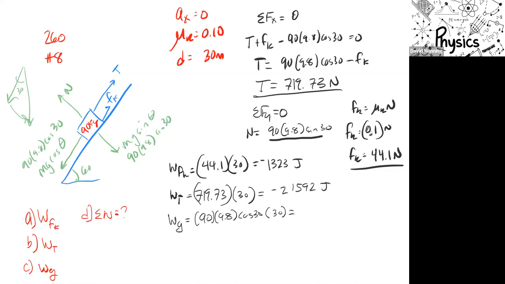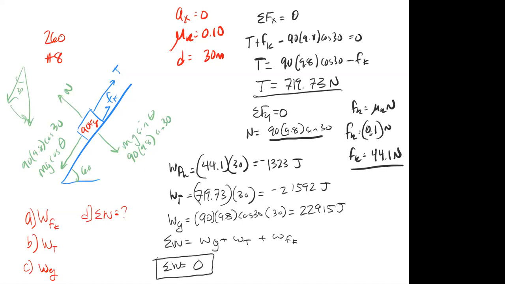Two 2915 joules. And the net work is going to be work done by gravity plus the work done by tension plus the work done by kinetic friction. That's your net work. That's all the works added together. So that comes out to be 0, the net work done.